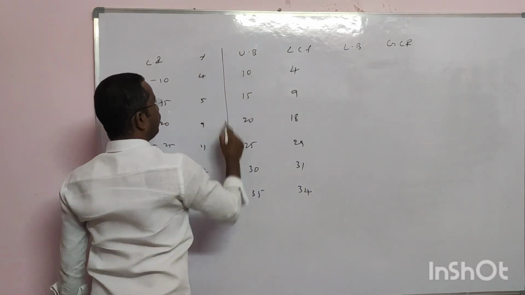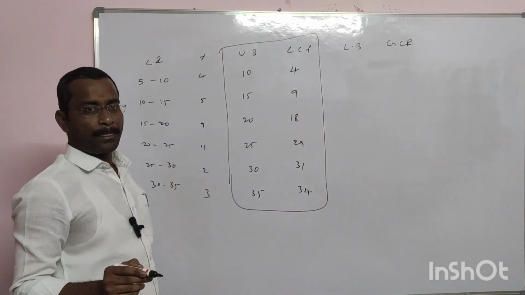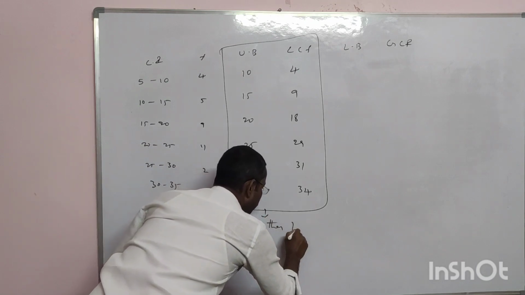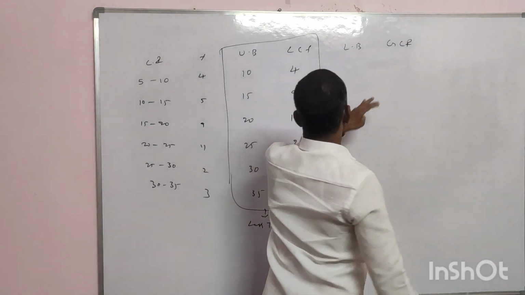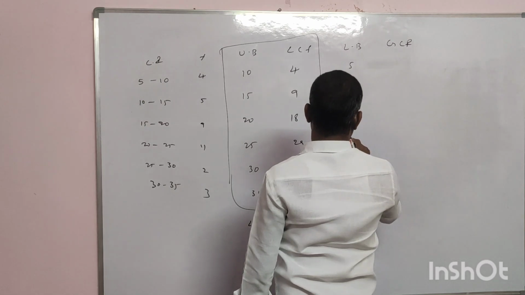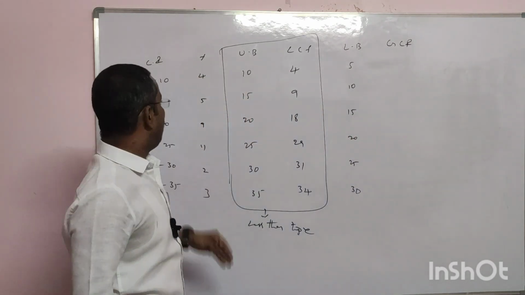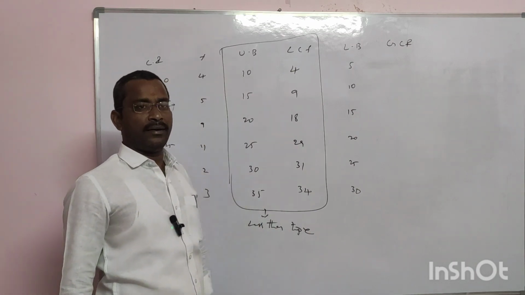Now, this is the less than type distribution. Say it as less than type. Now turn to the next, greater than type. Lower boundaries you need to write: 5, 10, 15, 20, 25, 30. All the lower boundaries. Now, what to do, sir? From bottom you add and cut, that's it.